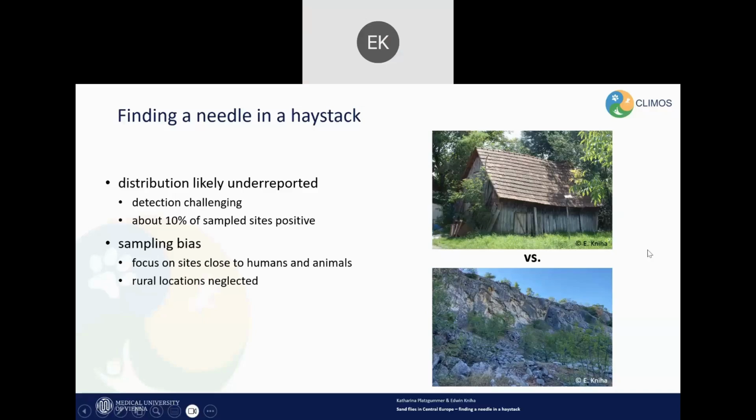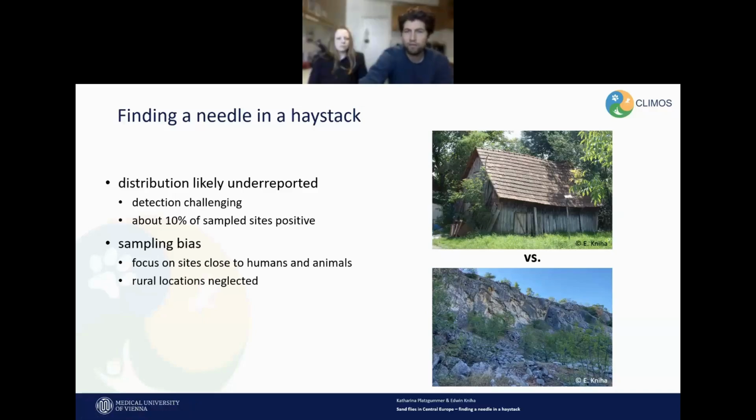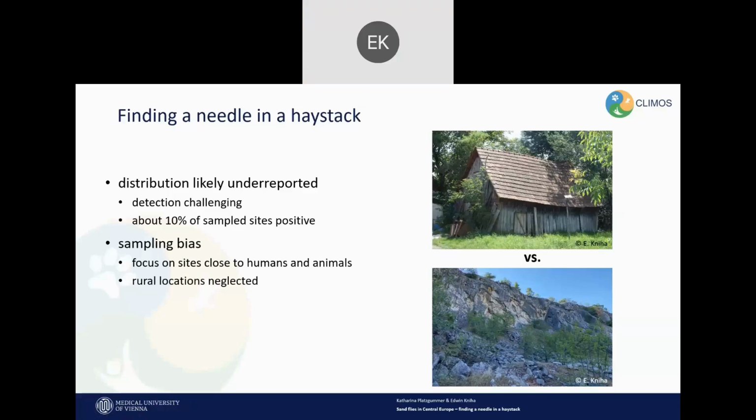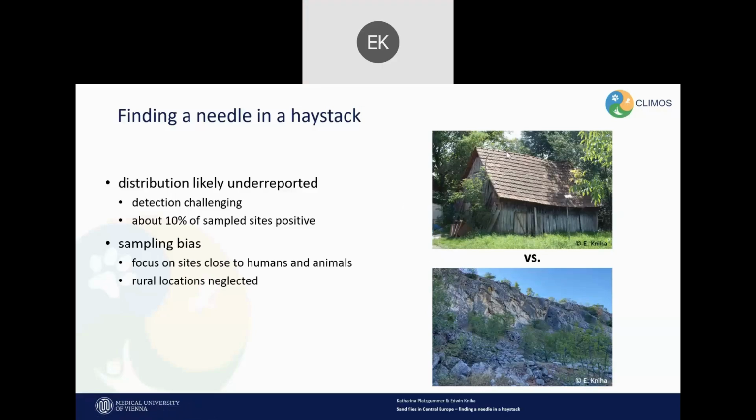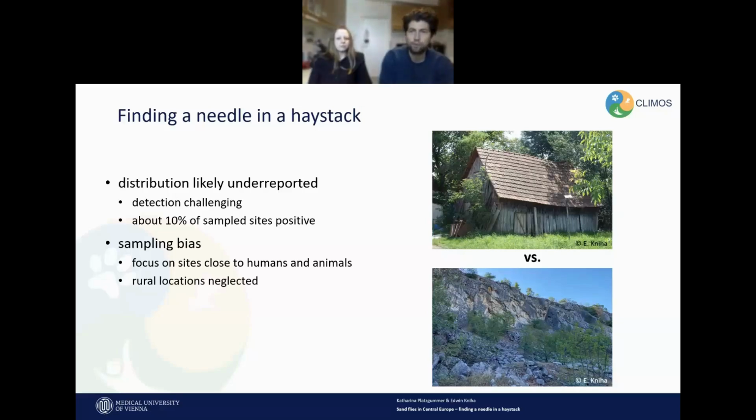And in addition, we somehow apply a sampling bias. We usually focus on sites close to humans and animals. I give you an example here. This old barn, very close to human settlements, is a perfect candidate, and was one of the sandfly sites that we found in Styria, and those represent usually the ones that we are looking at. But we somehow neglected and still neglect more rural areas.